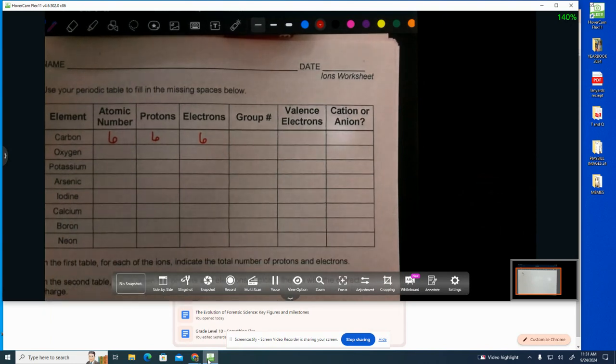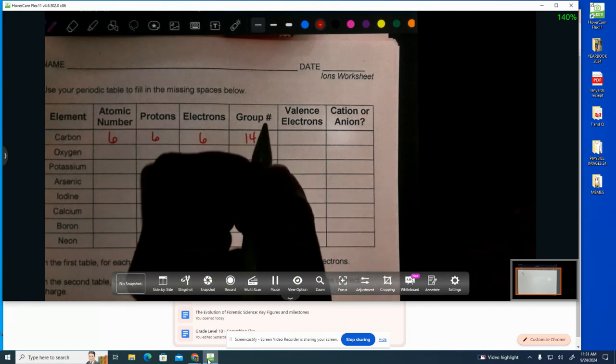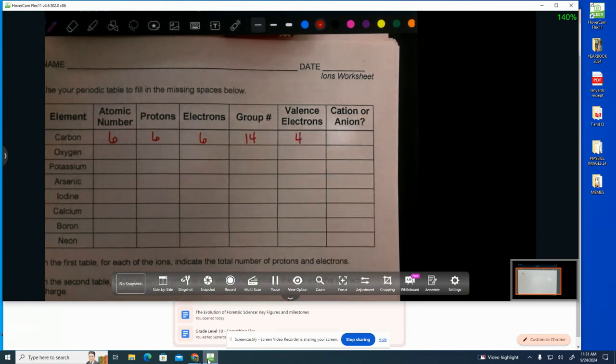6, 6, 6. What group number is carbon in? 14. How many valence electrons does it have? 4. Define valence electron for me. Go ahead, Trinity. The electrons on the outermost shell. And how many electrons does an atom want to have in its outermost shell? 8. It wants 8. So it's either going to gain or lose electrons in order to make that happen.